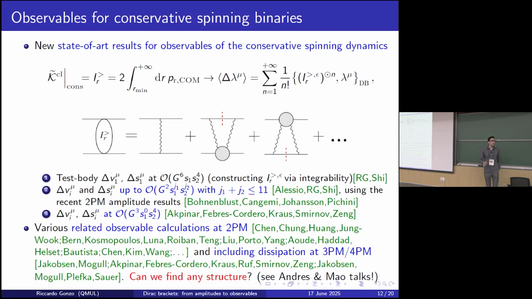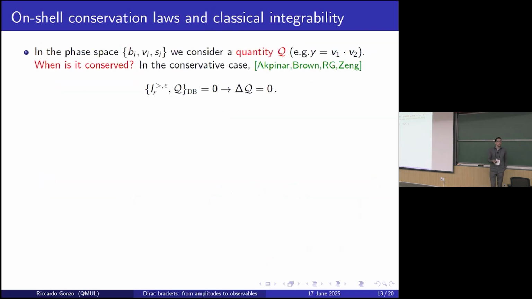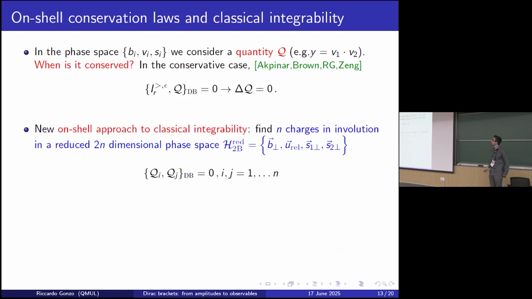The important thing is, can we find any structure? This is what Mao talked about, so I will not mention much. But of course, now that you have this on-shell Hamiltonian formalism, you can say, I set to 0, the evolution operator is the Poisson bracket with the Hamiltonian. So I do the same with the radial action. And so I say, okay, a quantity is conserved if this bracket is 0. It's a very natural, completely gauge invariant condition.